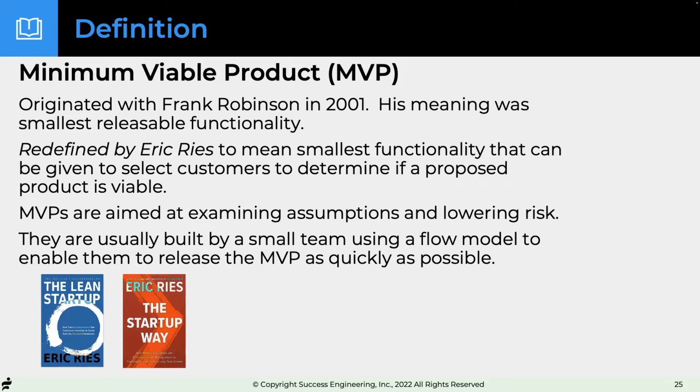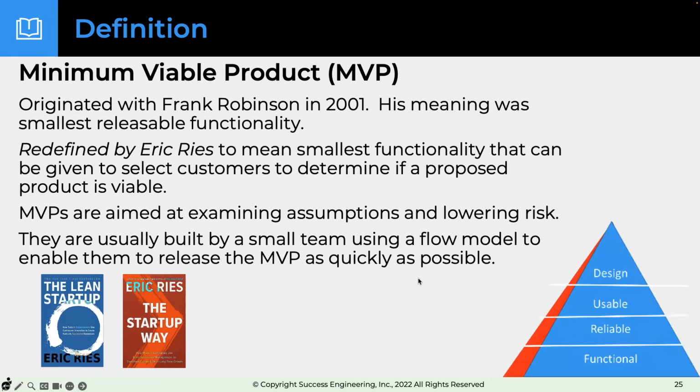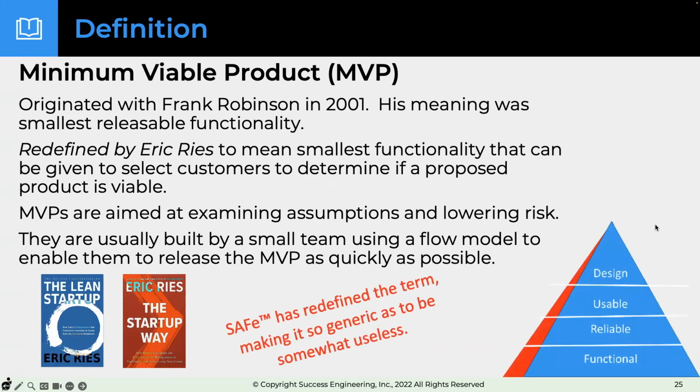Okay, they're typically built by a small team, and therefore, being built by a small team, they have different issues than when you're doing the releases. What's important to recognize is that we're just taking a thin slice. Now, SAFe has misappropriated the term. So if you hear MVP and SAFe, don't talk to me about, well, SAFe says this. I'm going to say they blew it. They redefined it. It's just so bastardized to be almost useless now.